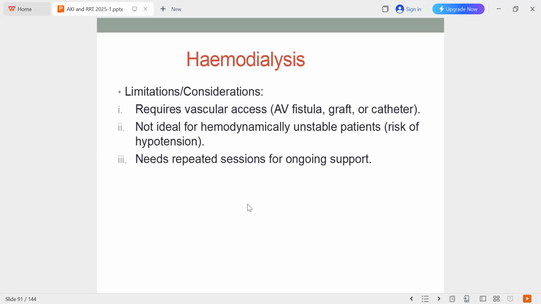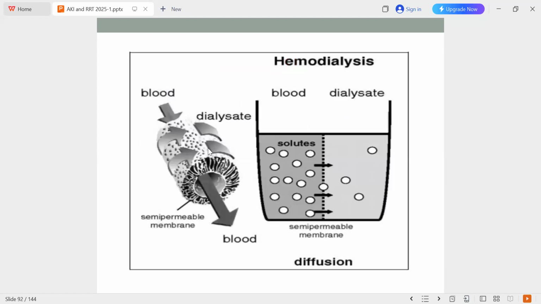Now, the limitations of hemodialysis are numerous, which include the requirement for vascular access and the complications that arise from passing a dialysis catheter or getting an arteriovenous fistula. Hemodialysis is not ideal for hemodynamically unstable patients. You can imagine a patient in septic shock requiring dialysis. There is also need for repeated sessions in order to support the patient efficiently.